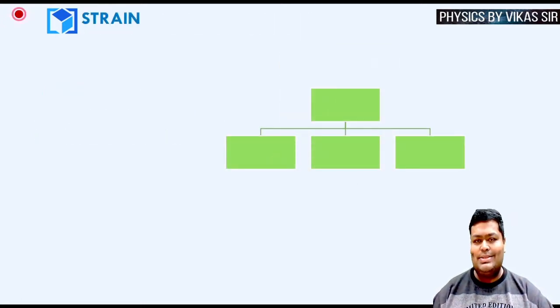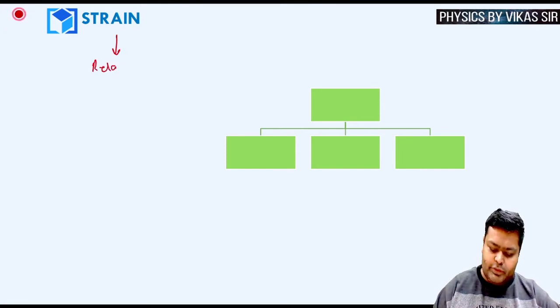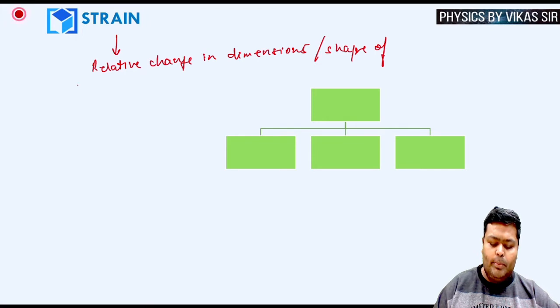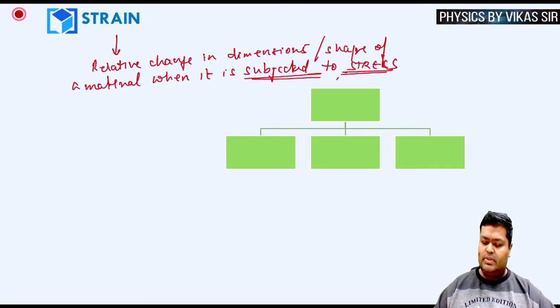So, strain is nothing but a relative measure of the change which has been produced in a material whenever that particular object was subjected to stress. So that's a relative change in the dimensions, size can also be stated, or the shape of a material when it is subjected to stress. So don't forget that particular part, right? If the object is not subjected to stress, there is no measurement of the strain.